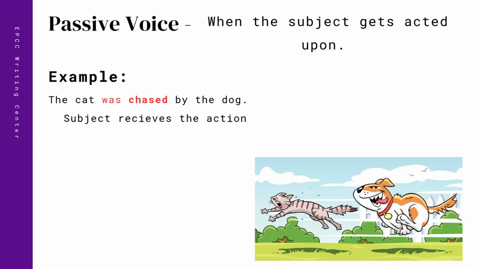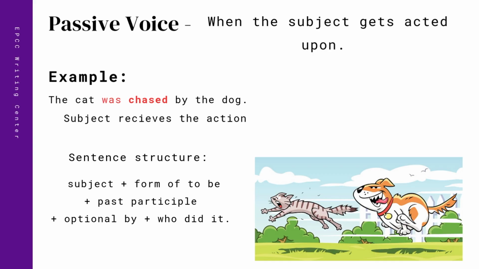Now, take a closer look at the sentence structure. In passive voice, it usually looks like this: subject plus form of to be plus past participle plus optional by plus who did it. So in this case, the cat was chased by the dog. Was is a form of the verb to be. Chased is the past participle of the verb chase. And the last part, by the dog, is where we finally learn who actually did the action. But it's delayed, hidden in a prepositional phrase.